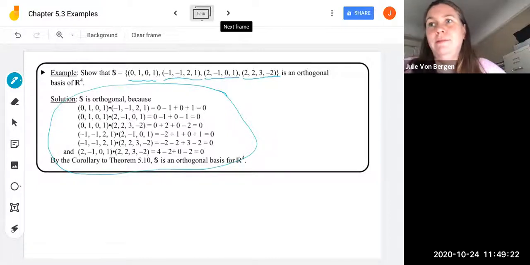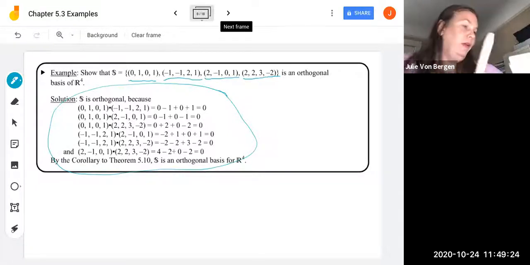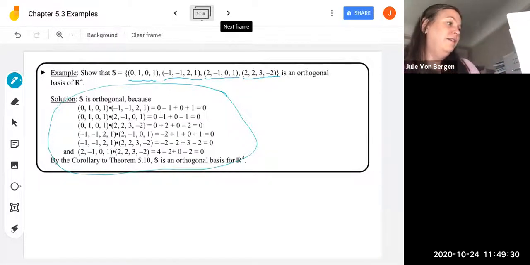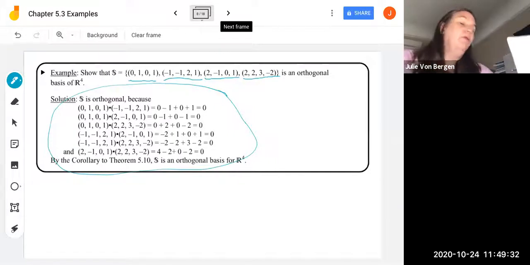All right, in the next video, we are going to continue and look at how coordinates are relative to an orthonormal basis.